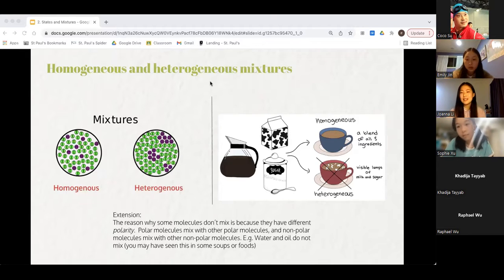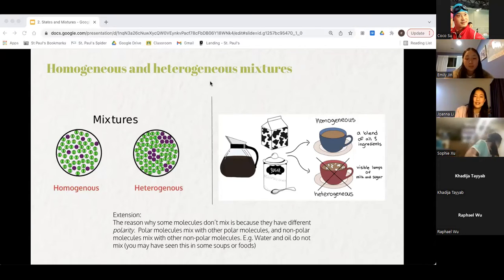Heterogeneous, as seen in the little circle, has clumps of one type of particle and clumps of another type of particle. So it's not fully mixed together, essentially. Like the heterogeneous mixture of coffee, if there are lumps floating around, then you can tell it's not exactly the same throughout, which makes it heterogeneous.